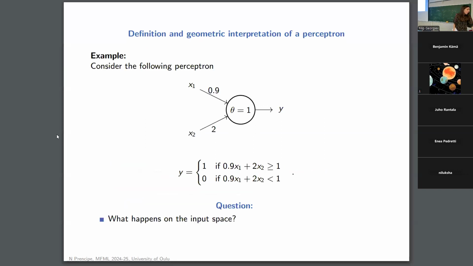Okay, so we consider an example. We put weights 0.9 and 2, and the threshold equal to 1. The inputs x1 and x2 can belong to R, and you check whether the sum is greater than 1 or less than 1. So it's either 1 or 0. So the question is, what happens to the input space now? Remember the very first thing I did today, the drawings I made at the beginning.